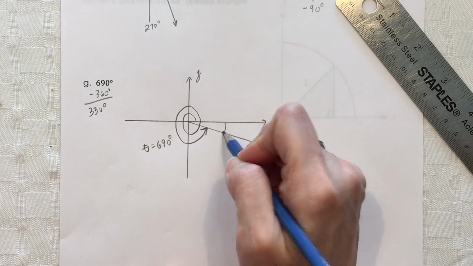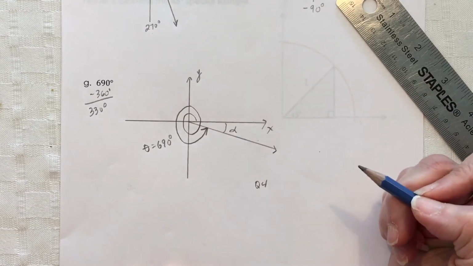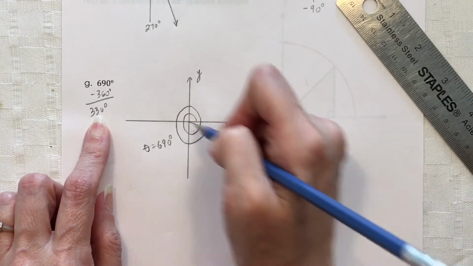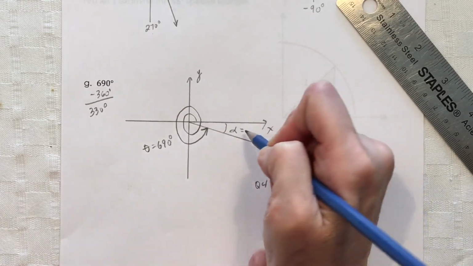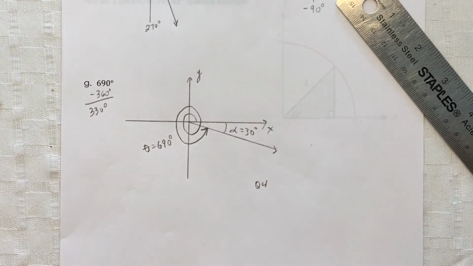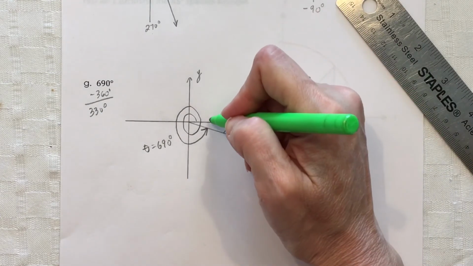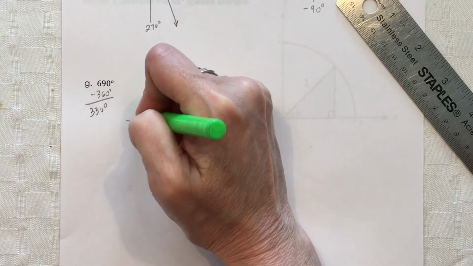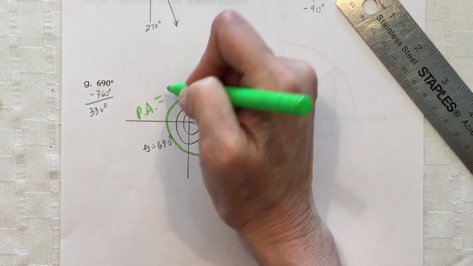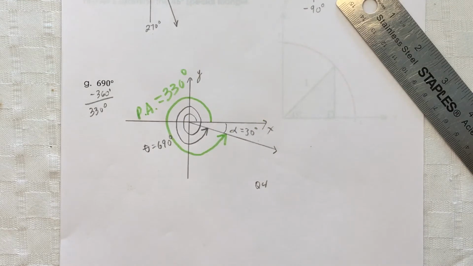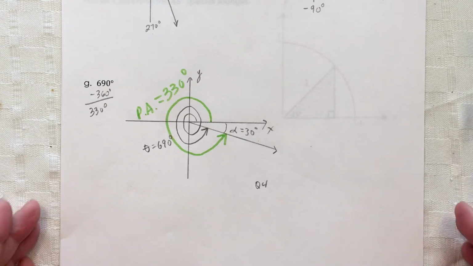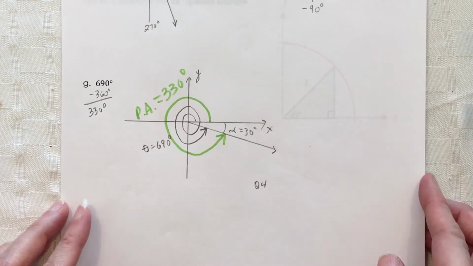Then I need alpha on here, which is between the x-axis and the terminal arm. And we said that when we were drawing 330, we were locating our terminal arm at 330, which was 30 degrees away from 360, so there's alpha. And then our principal angle starts at 0, goes around to the terminal arm. Principal angle always has to be positive between 0 and 360, so it's 330 degrees. Okay, so there's our warm-up on how to draw positive angles that are bigger than 360, and also how to draw negative angles in standard position.